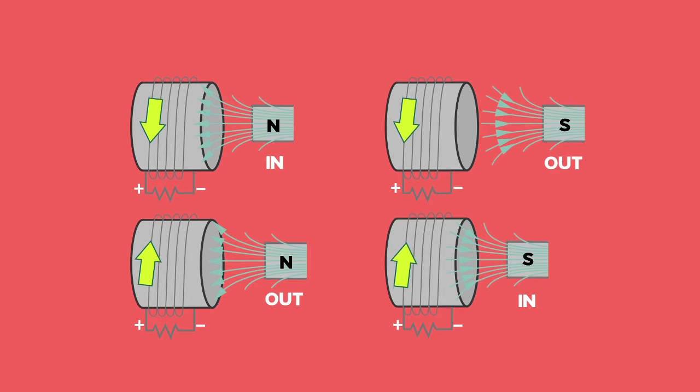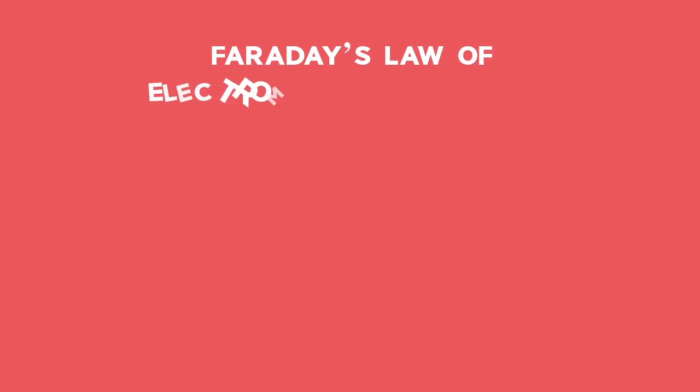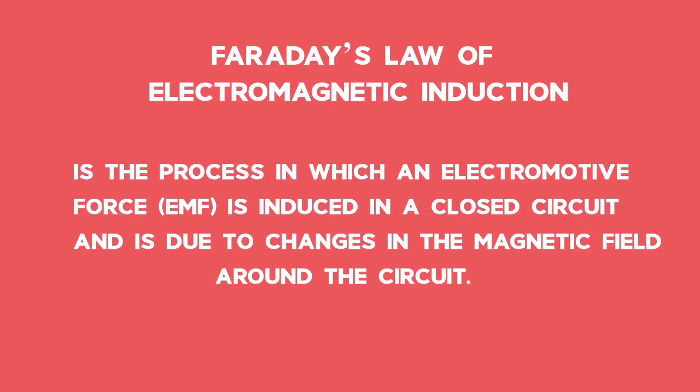Without complicating things too much, the charges inside the conductor are moved by the motor effect when they are themselves moved inside the conductor. Faraday's law of electromagnetic induction is the process in which electromotive force, or EMF, is induced in a closed circuit and is due to changes in the magnetic field around the circuit.